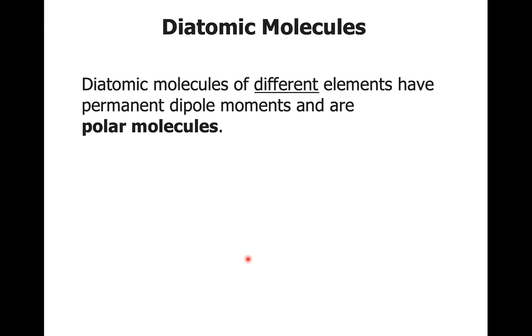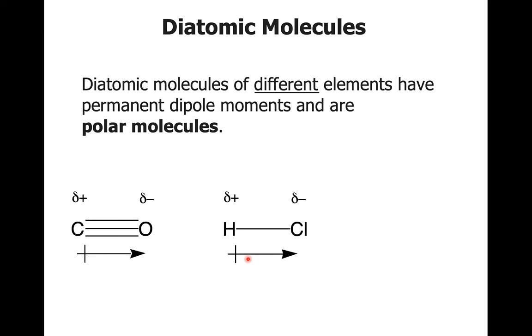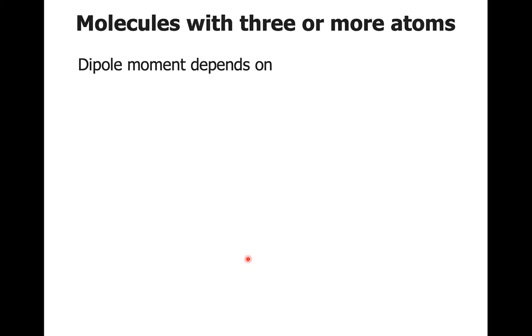Okay, versus when we have different elements, we get a distribution that makes the molecule polar, because there is a positive end and a negative end for a diatomic of two different elements. All right, here it gets interesting now.